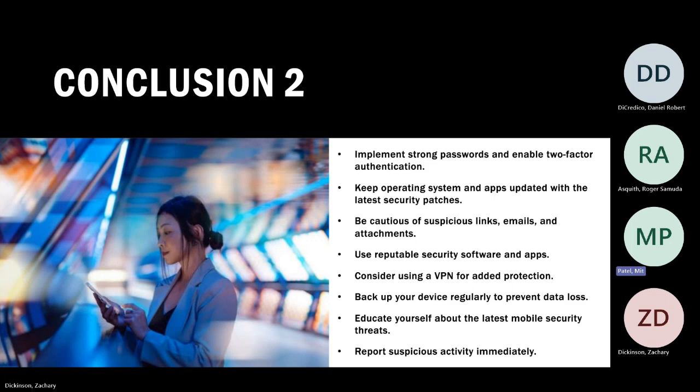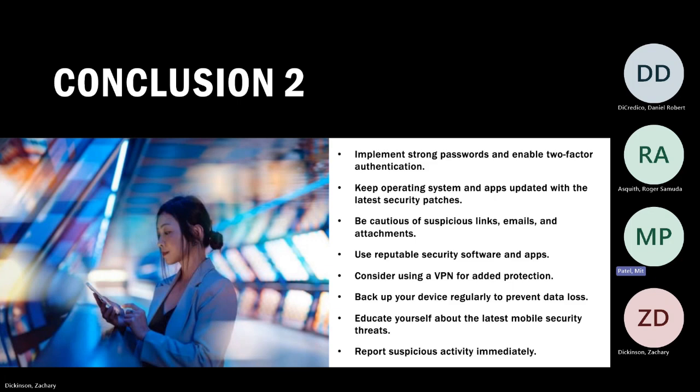Use reputable security software, installing all the antivirus and anti-malware software to protect your device from the threats, and also consider using a VPN. A VPN encrypts your internet connection, providing an extra layer of protection, especially when you're using a public Wi-Fi. Also, backup your device regularly, creating regular backups of your data to prevent loss in case your device is lost, stolen, or damaged. Stay informed about mobile security threats. Stay up to date on the latest security threats and best practices.